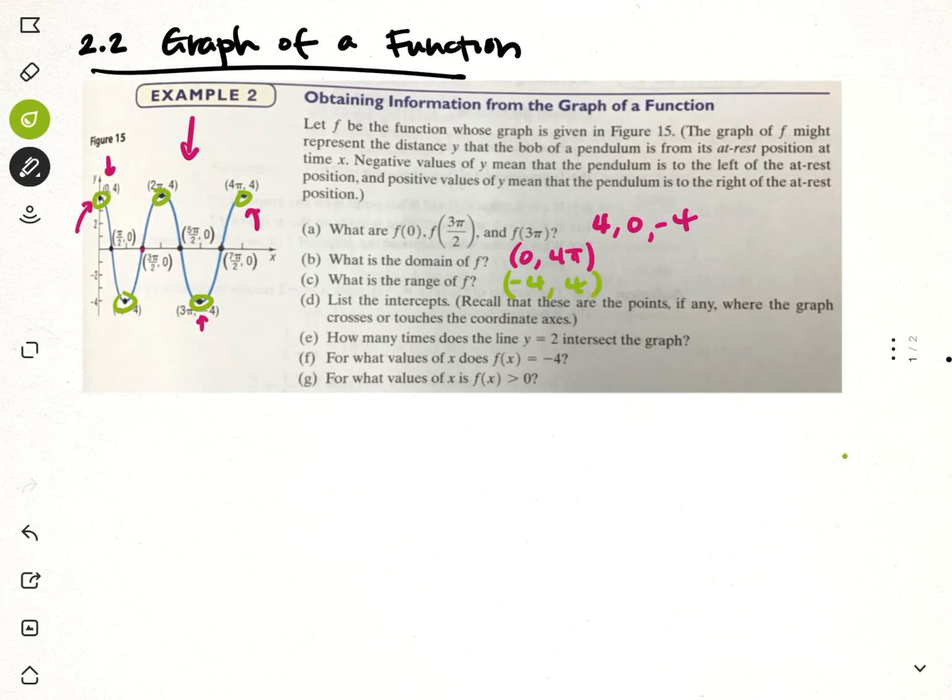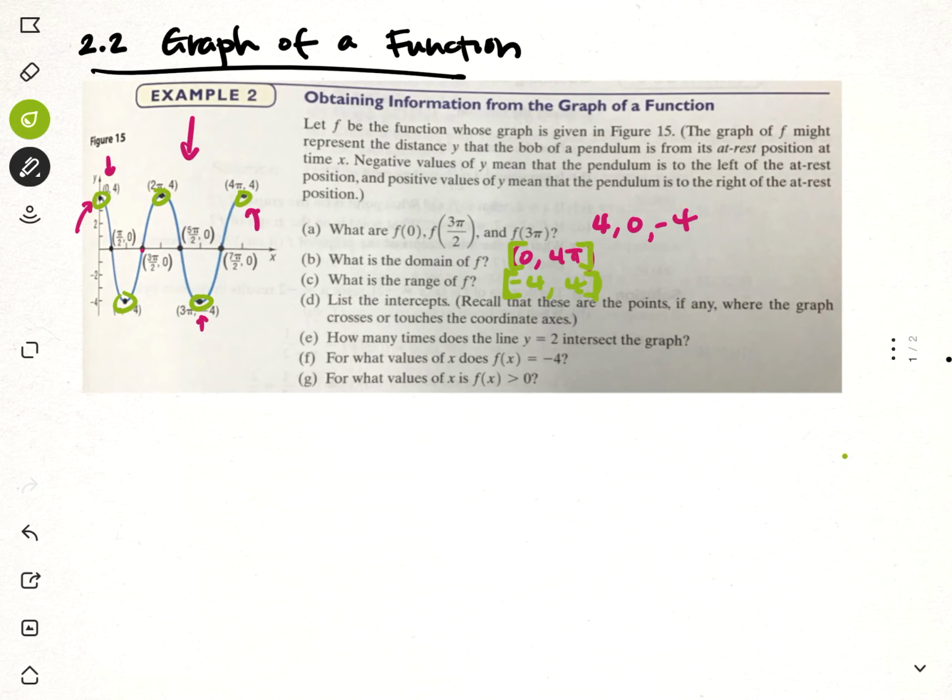Actually, these, right, because the graph actually hits these points, they should be brackets, right? If they weren't including the points, if they got as close as possible to those points and didn't touch them, then we'd have to put parentheses. But in this case, we actually hit 4 and we actually hit -4. So we need to put our brackets on those notations.